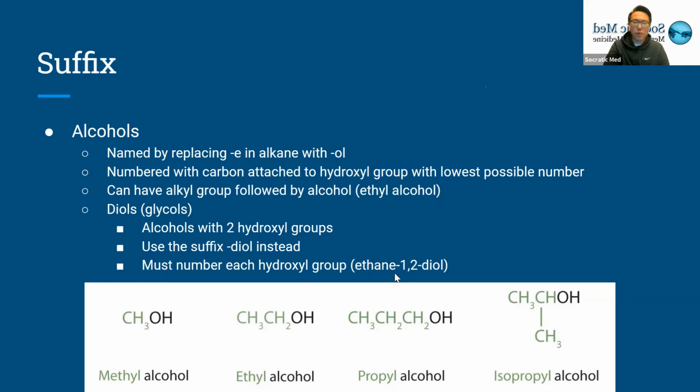So for example, for an ethane with 2 alcohols, you would name it ethane-1,2-diol. So you number where the 2 hydroxy groups are in the alcohol. The first one would be at carbon number 1 and then carbon number 2, and then you add diol at the end to specify that there are 2 alcohol groups in this parent chain.